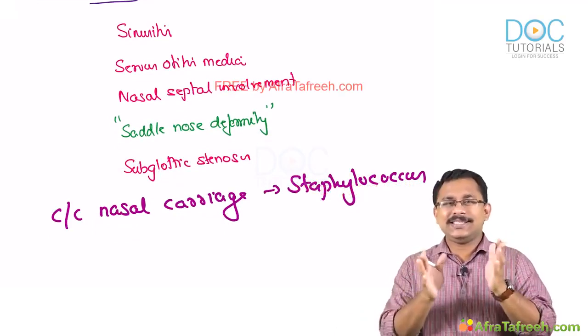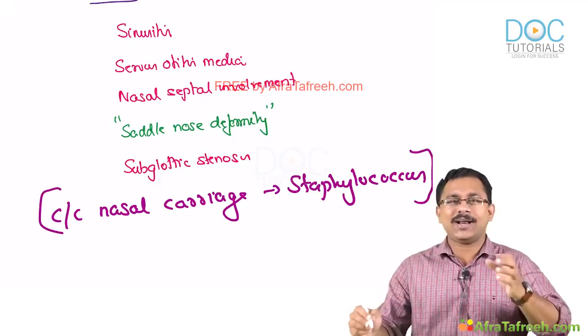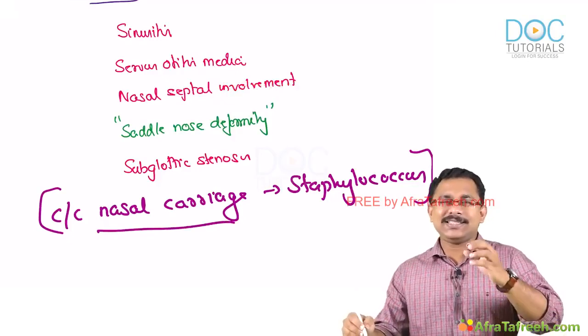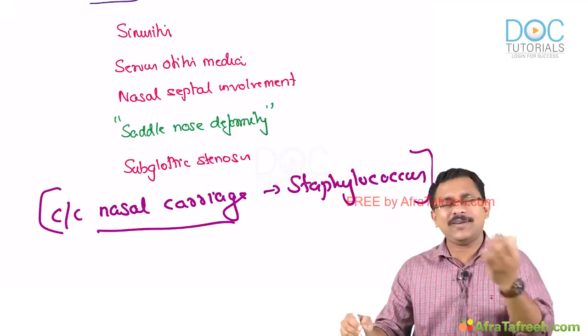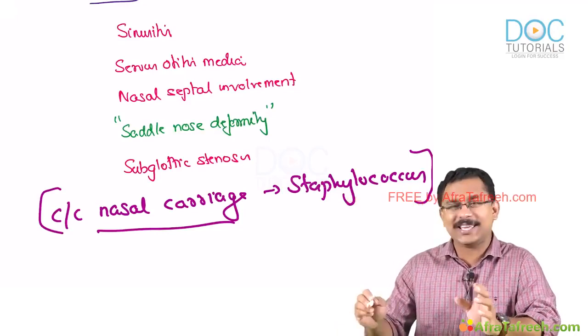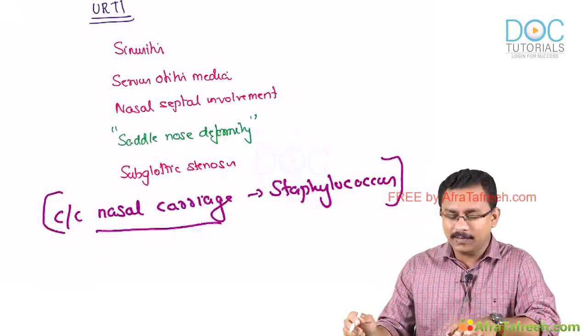This is a chronic disease process, and it was found that in individuals who are harboring staphylococcus in the nasal cavities, the chance of recurrent episodes with upper respiratory tract involvement or even lower respiratory tract involvement is more in such individuals. So just keep that as a point in mind. So that's it about the upper respiratory tract involvement.